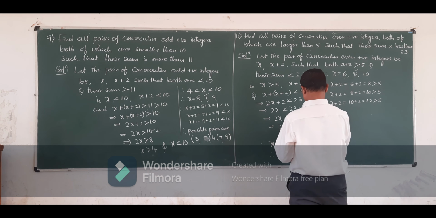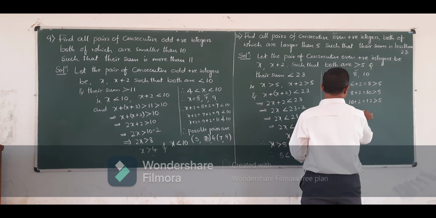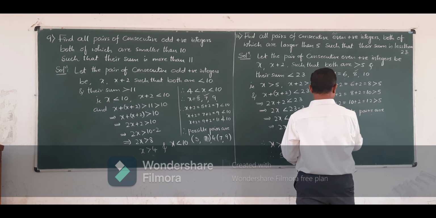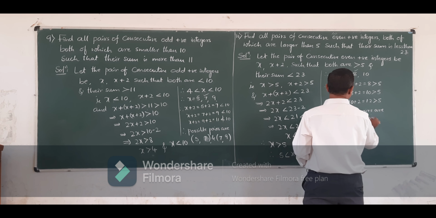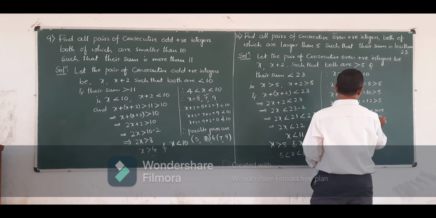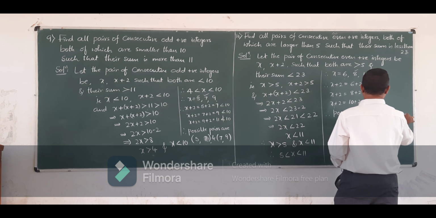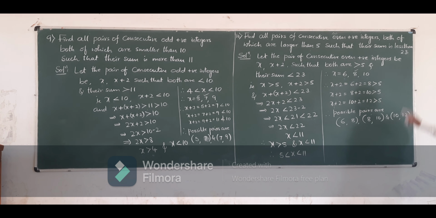Therefore, possible pairs are x is equal to 6, x plus 2 is 8; x is equal to 8, x plus 2 is 10; and x is equal to 10, x plus 2 is 12. Their sum is less than 23.